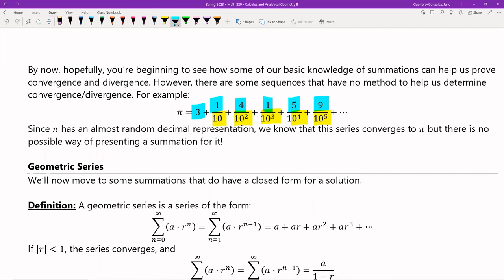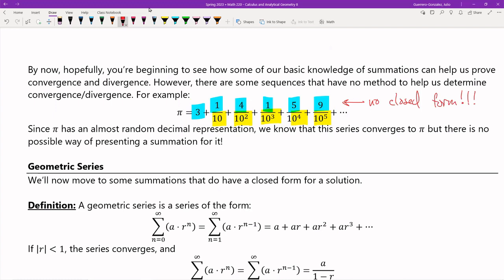But these blue values right here, they don't have a closed form. There is no equation that will give us the nth decimal value of pi. And because there's no equation, there's no closed form. We can't predict what that numerator is going to be at an nth value. So there's no closed form for this, but the way that we wrote it down just now, it converges to the value pi.